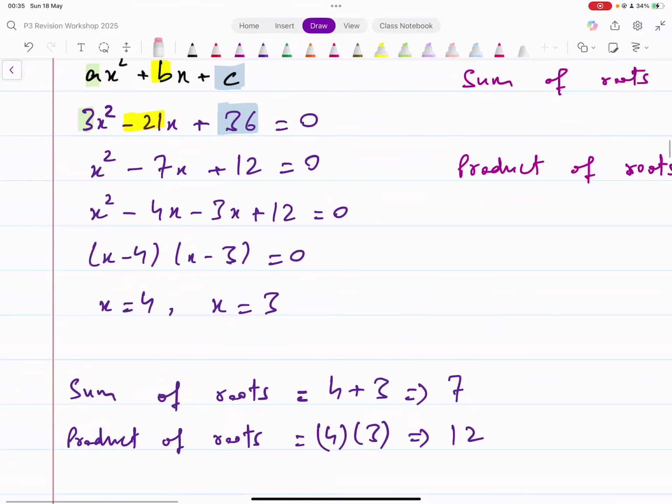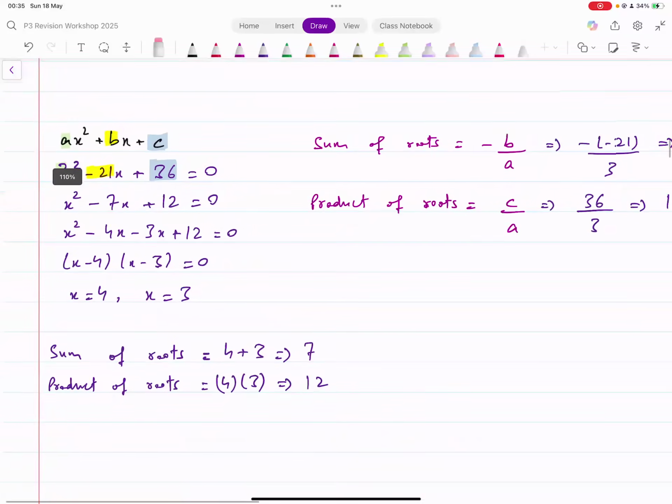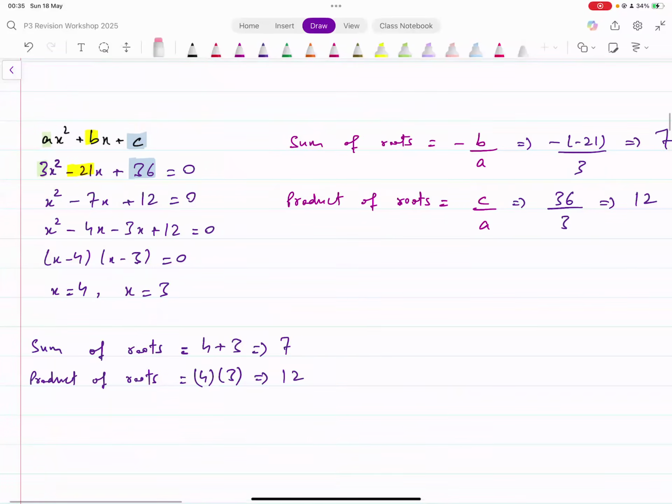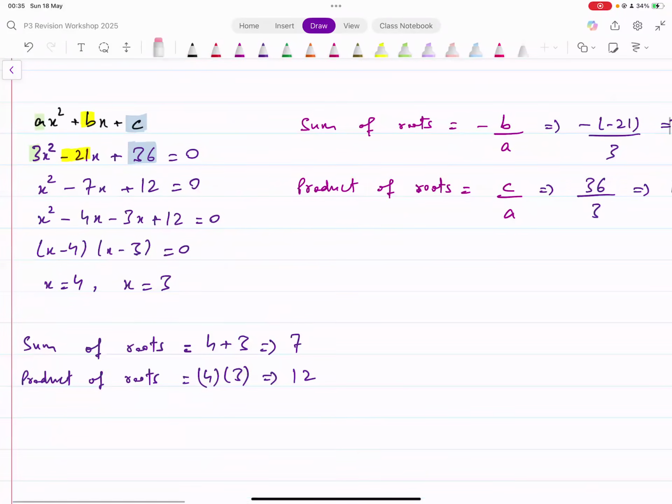Now we actually have formulas that we can use to find sum of roots and product of roots of any polynomial directly without actually solving that. We could find sum of roots and product of roots directly. How does that work? For sum of roots, we have this formula that's minus b over a. We could use that to find the sum of roots.